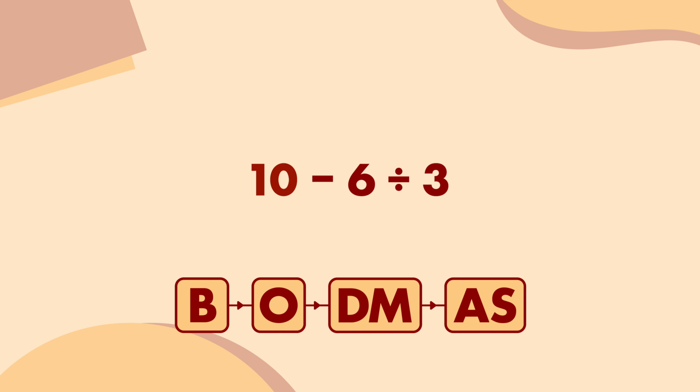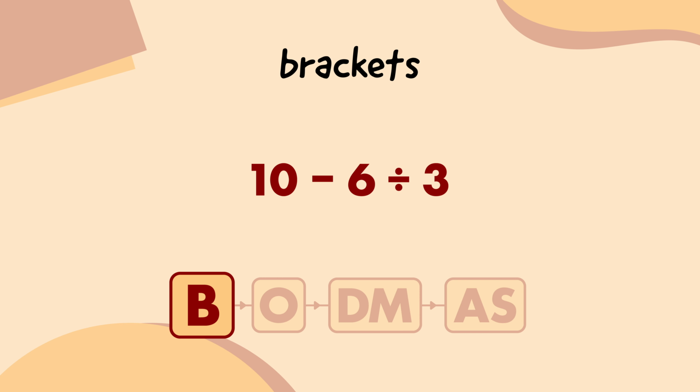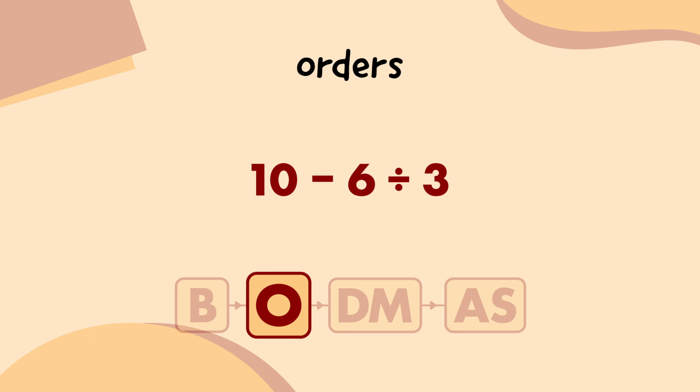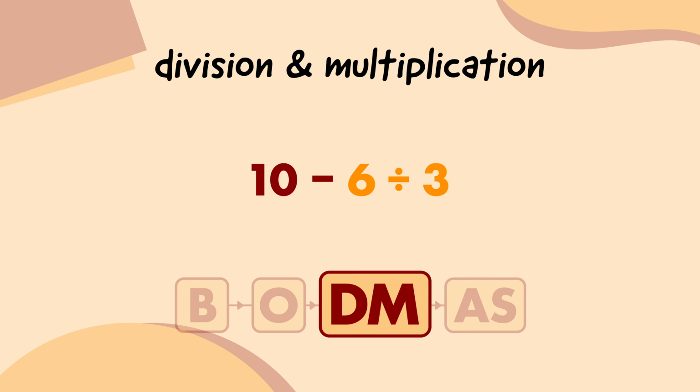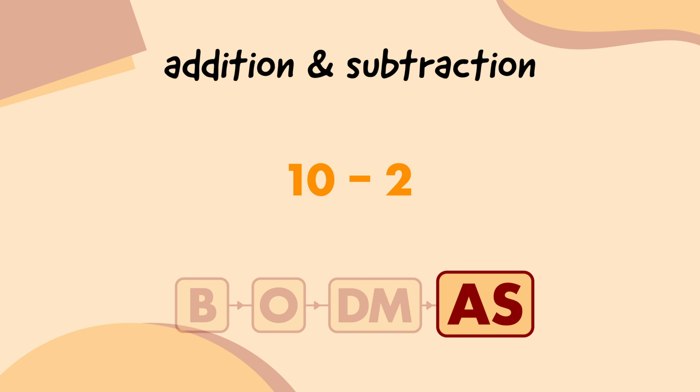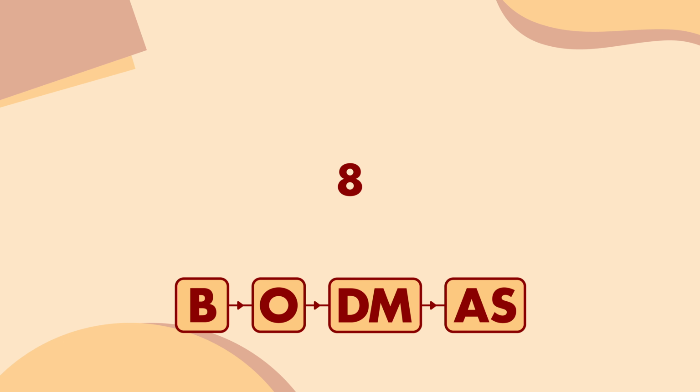Go for it, Will. 10 minus 6 divided by 3. Okay, so the first step is B, brackets. But there aren't any brackets here. So let's move on to O, orders. None of those either. Let's do DM, division and multiplication. So I'll do 6 divided by 3, which is equal to 2. Finally, we'll do AS, addition and subtraction. So I'll do 10 minus 2, which is equal to 8. Spot on, Will. You'll be stealing my crown in no time.